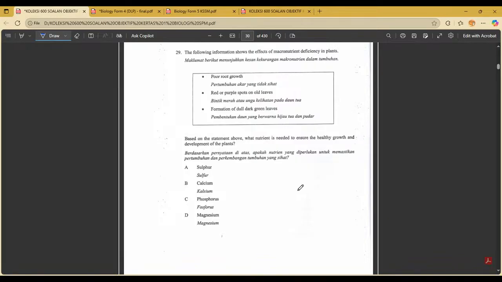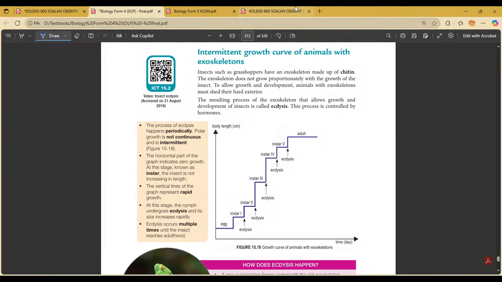Macronutrient. I don't remember macronutrient deficiency anything. Poor root growth, red or purple spot, formation of dull dark green leaves. What nutrient is needed? Ensure the healthy growth and development of the plant. I don't know. What is it supposed to be? Biology form 5, nutrient.